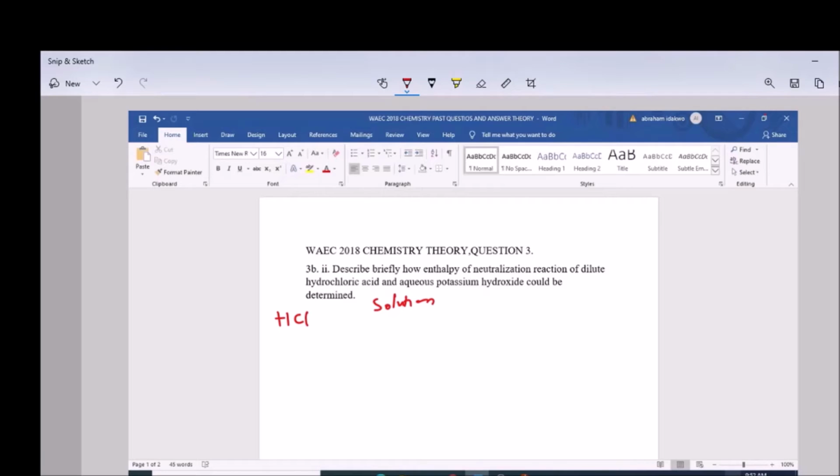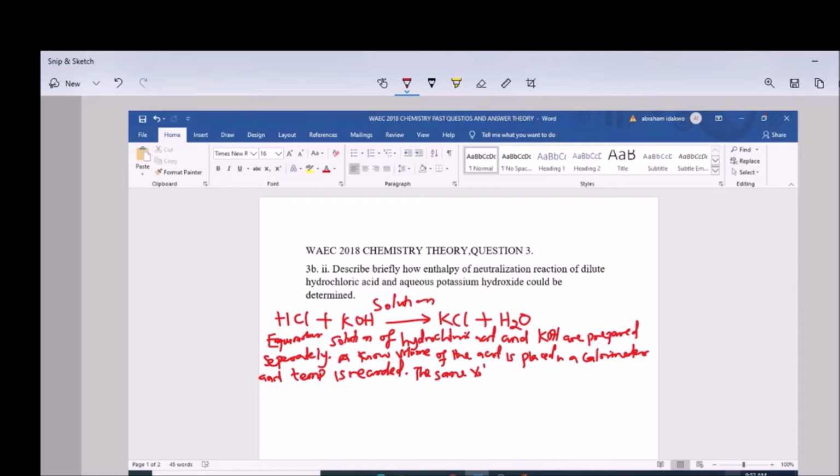The same volume of potassium hydroxide (KOH) solution, at the same temperature, is poured into the calorimeter, just to measure the heat. The mixture is stirred gently.